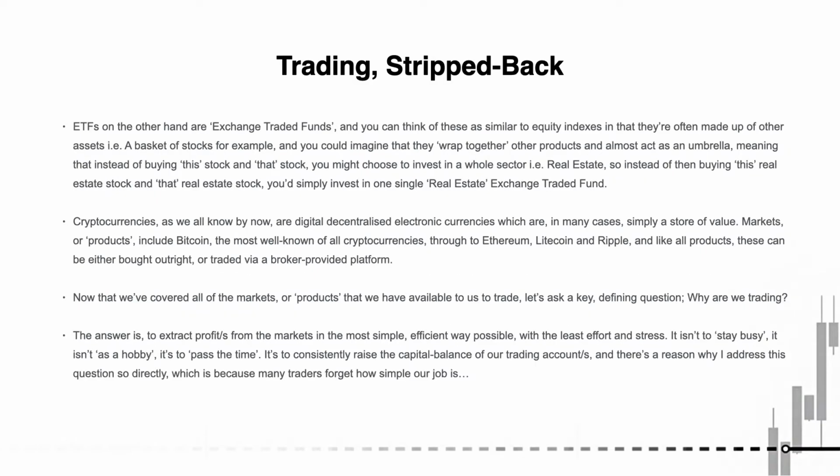ETFs, on the other hand, are exchange-traded funds, and you can think of these as similar to equity indexes in that they're often made up of other assets, i.e. a basket of stocks, for example. And you could imagine that they wrap together other products and almost act as an umbrella, so to speak, meaning that instead of buying, let's say, this stock or that stock, you might choose to invest in a whole sector, i.e. real estate. So instead of then buying this real estate stock or that real estate stock, you'd simply invest in the one single real estate exchange traded fund market.